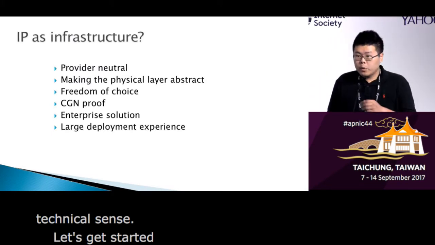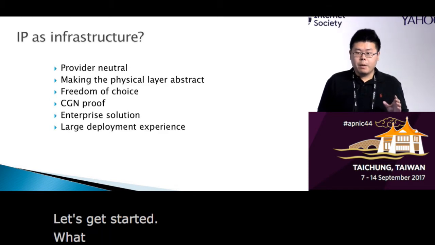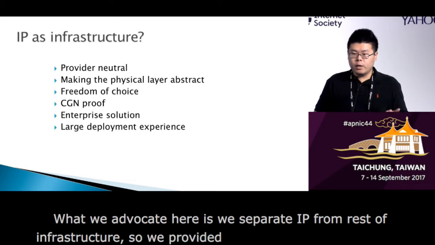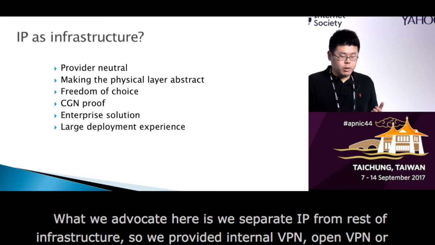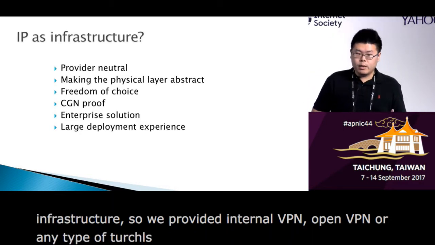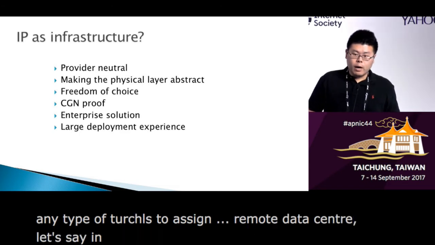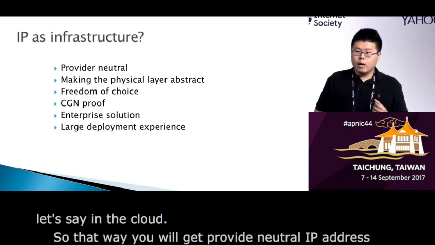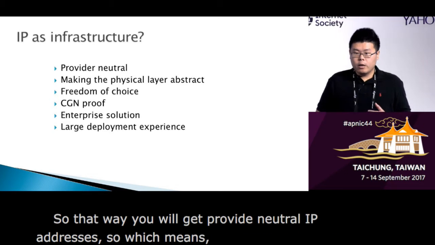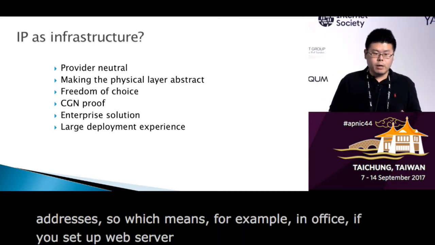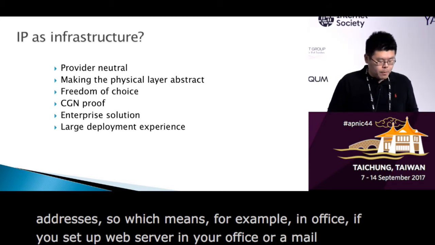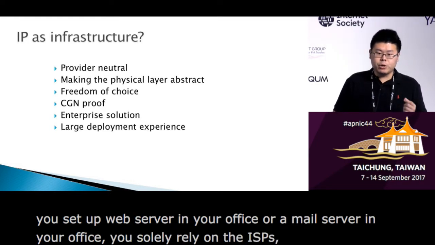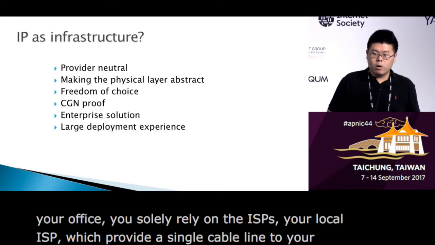What we advocate here is that we separate IP from the rest of the infrastructure. We provide a terminal, which can be through VPN, OpenVPN or any type of terminal, to assign your IP from a remote data center, let's say in the cloud. That way, you will get provider-neutral IP addresses. For example, if you set up a web server or a mail server in your office, you solely rely on your local ISP, which provides a single cable line to your office to make your web server or your email server work.